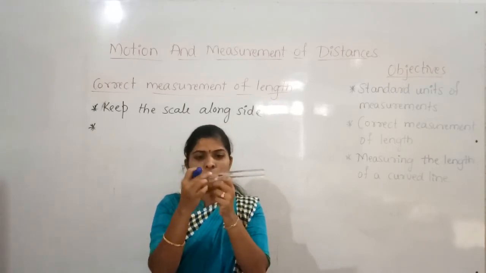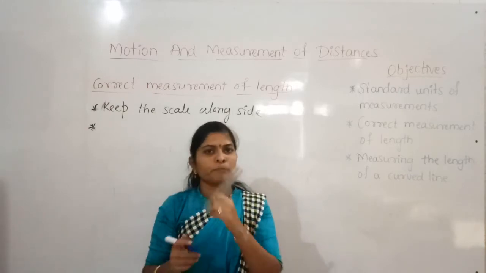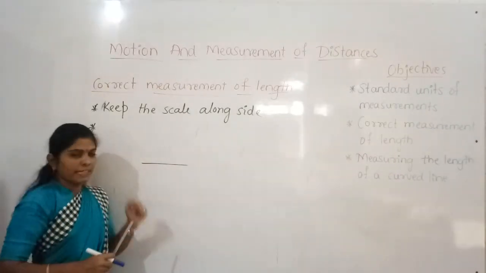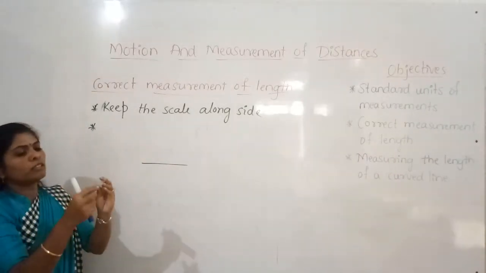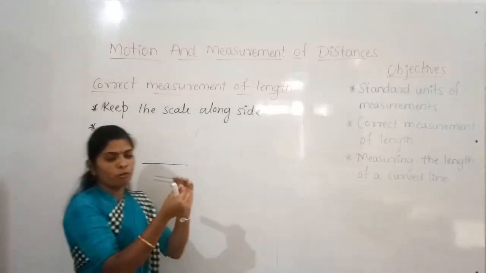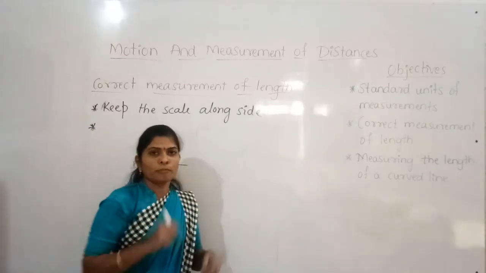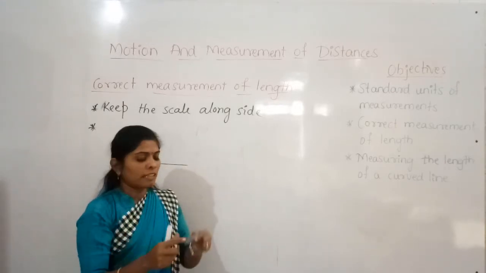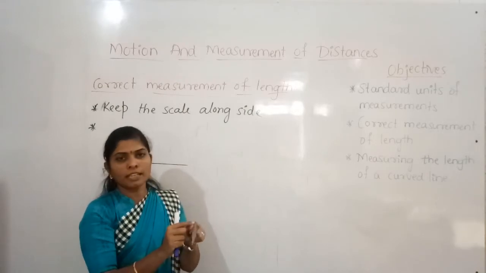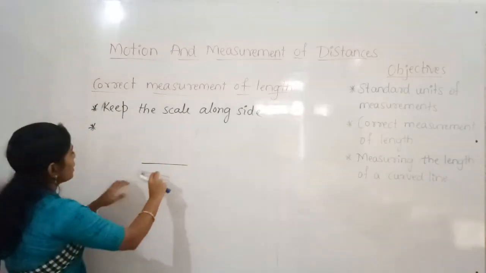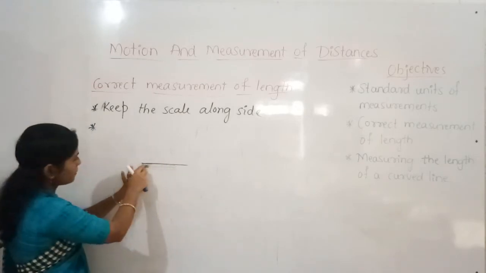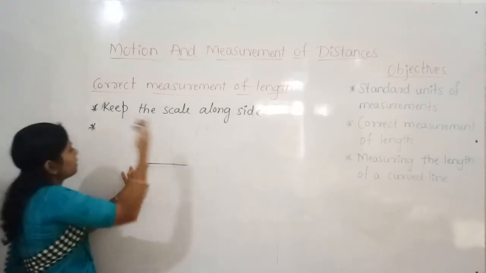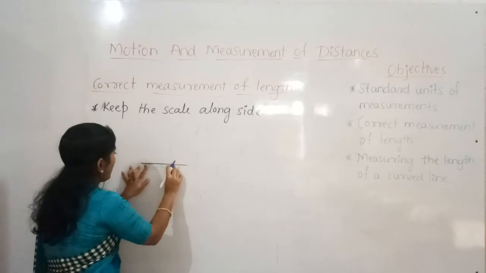If the mark is visible, then you take the measurement from the 1. For example, if you want to measure the length of this line and the zero mark has broken, then you just start from the 1. If the 1 mark is visible clearly, then you can start with 1. If 1 centimeter is clearly visible, you take it from there.